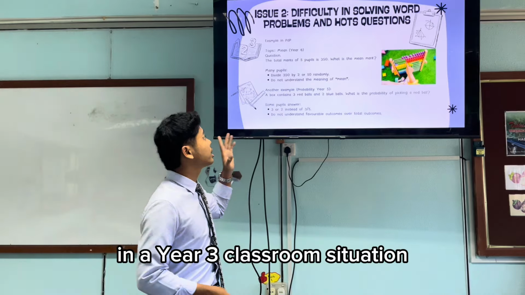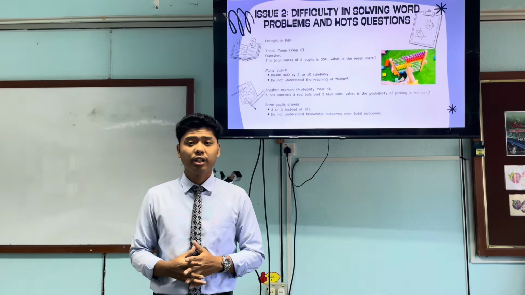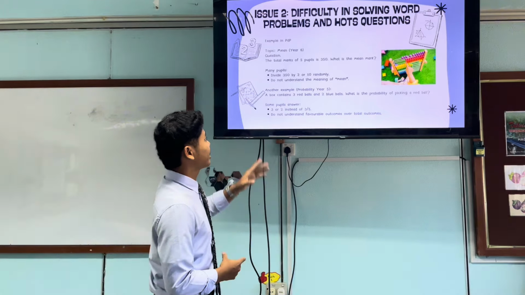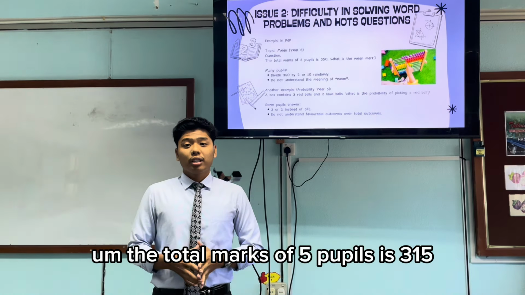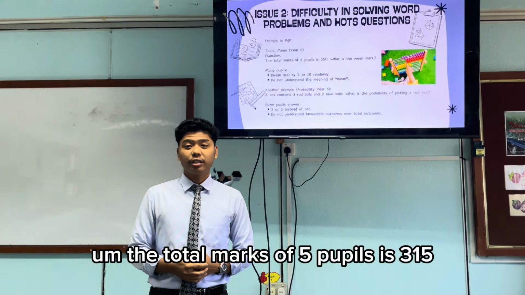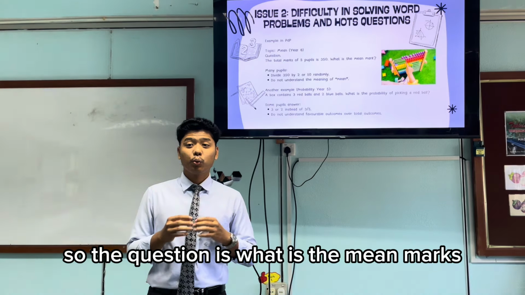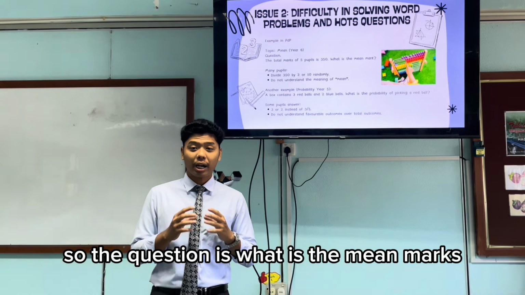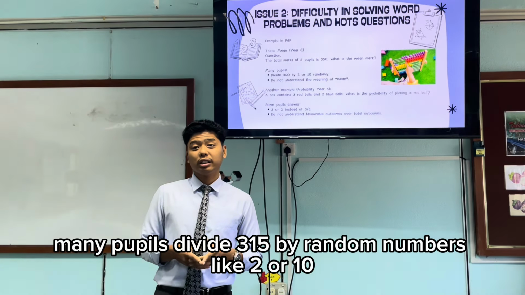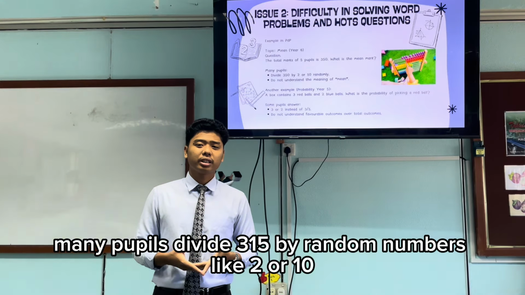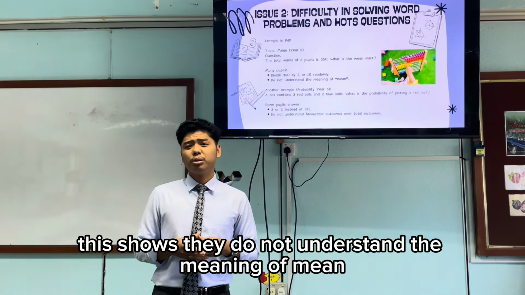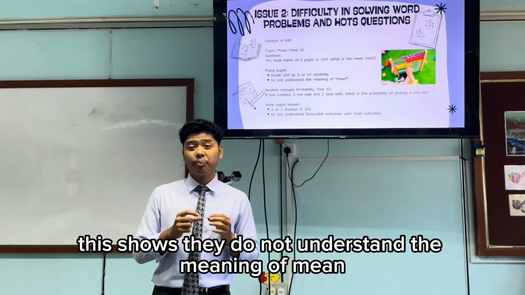Okay, then let me give an example. In a year 3 classroom situation, for example, the teacher gives this situation. The total marks of 5 pupils is 350. So the question is, what is the mean mark? Many pupils divide 350 by random numbers like 2 or 10. This shows they do not understand the meaning of mean.